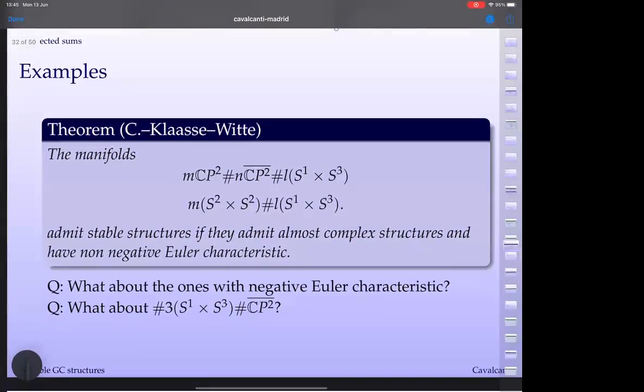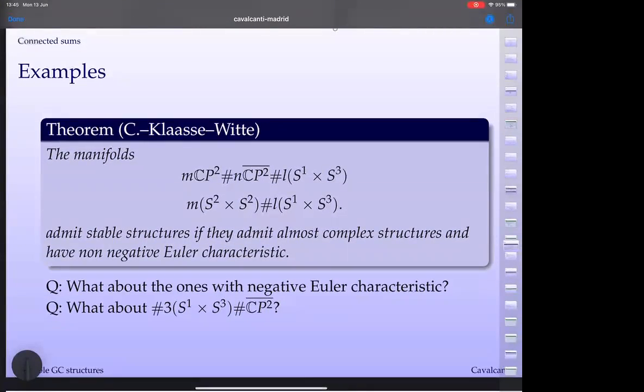So for example, we already knew that CP2 had stable transcomplex structures. We know that CP2 bar has that one with a -1. We know that S1 cross S3, we don't know anything about. S2 cross S2 also has some transcomplex structures with a bunch of +1s, right? So it's these 4 lines intersecting. So now I can start gluing them together. And if I have a -1, it's all good. If I have a +1, then I have to flip all the signs or something and go from there.